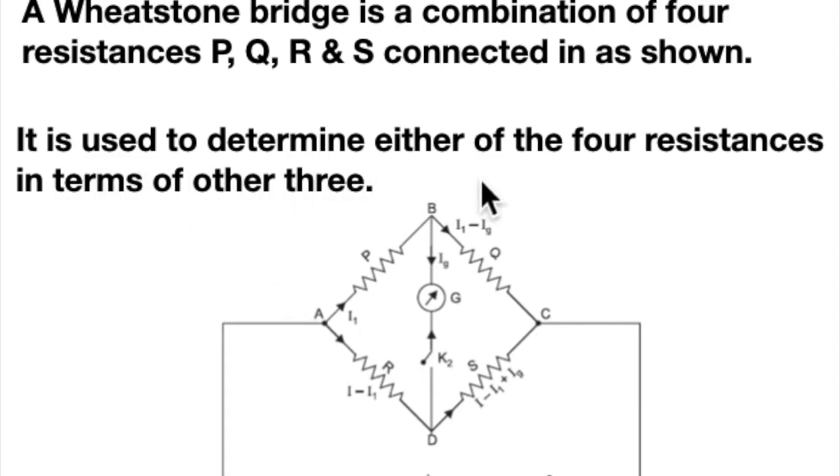It is used to determine either of the four resistances. We have four: P, Q, R and S. Any one of the four can be unknown. If the other three are known, we can find the value of the unknown resistance. Why is it important? Because it's convenient to use a Wheatstone bridge and it gives accurate results.